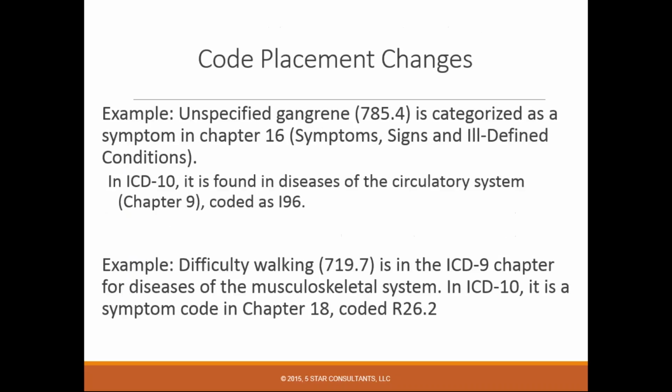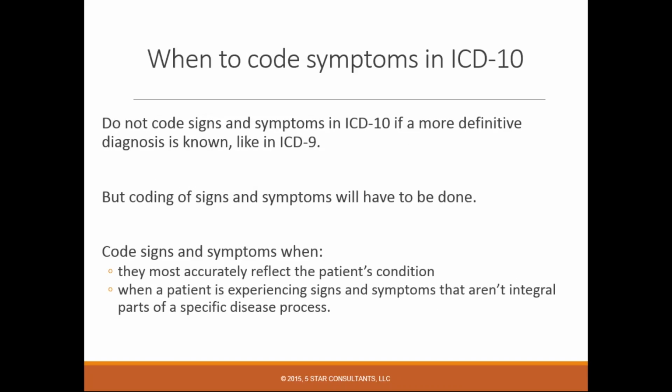Here are some that vary. For example, unspecified gangrene is in our symptom chapter, 785.4, which is really pretty odd. Well, now it's moved to the I96 code in Chapter 9, the circulatory system, so that makes much more sense. Difficulty walking, that we'd love to use, is a symptom code, 719.7. That's in the musculoskeletal system, not in the symptoms. And in ICD-10, it's a symptom code, R26.2. So you can see that some of them do make sense why they changed them. If you know a more definitive diagnosis, use it. Don't use this.